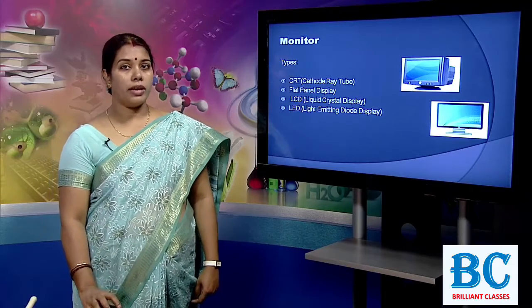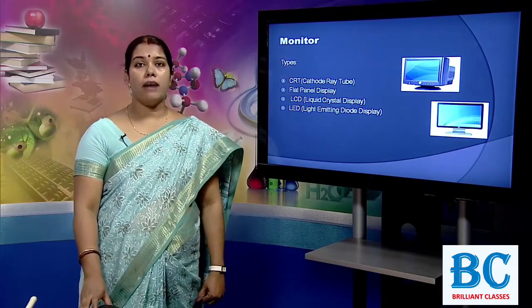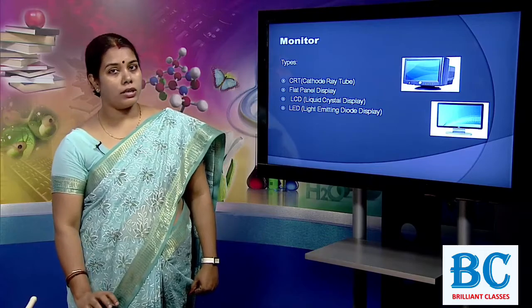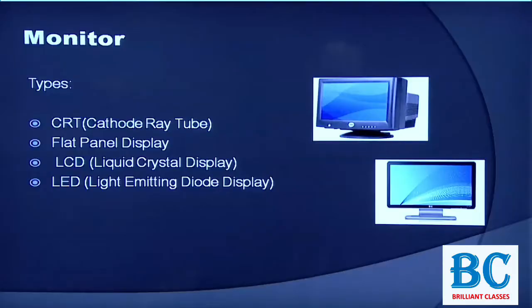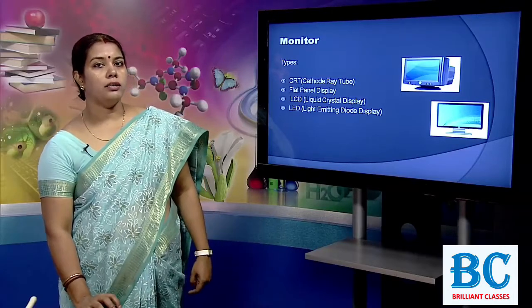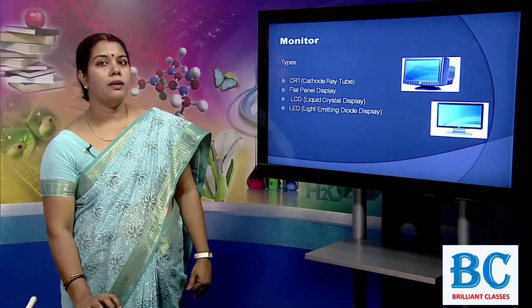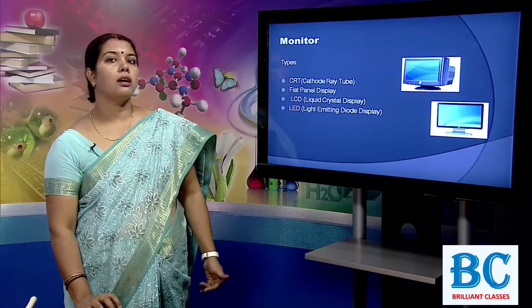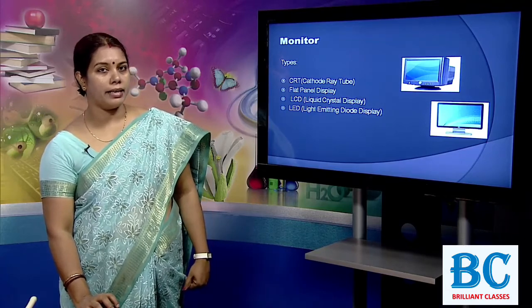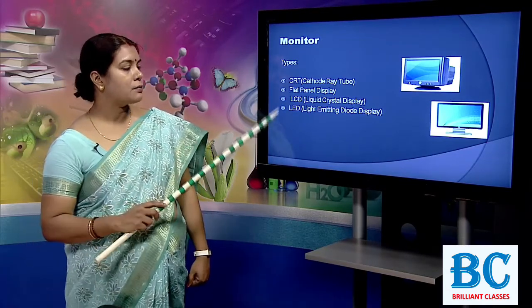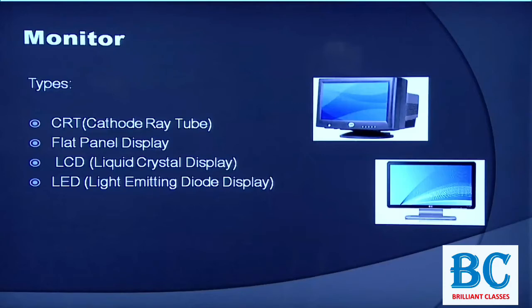A cathode ray tube is basically a vacuum tube containing an electron gun at one end and a fluorescent screen at the other end. The flat panel monitor uses a liquid crystal display, which basically uses cold cathode fluorescent backlighting. In the case of LED displays, we have light emitting diodes with which backlighting is done.